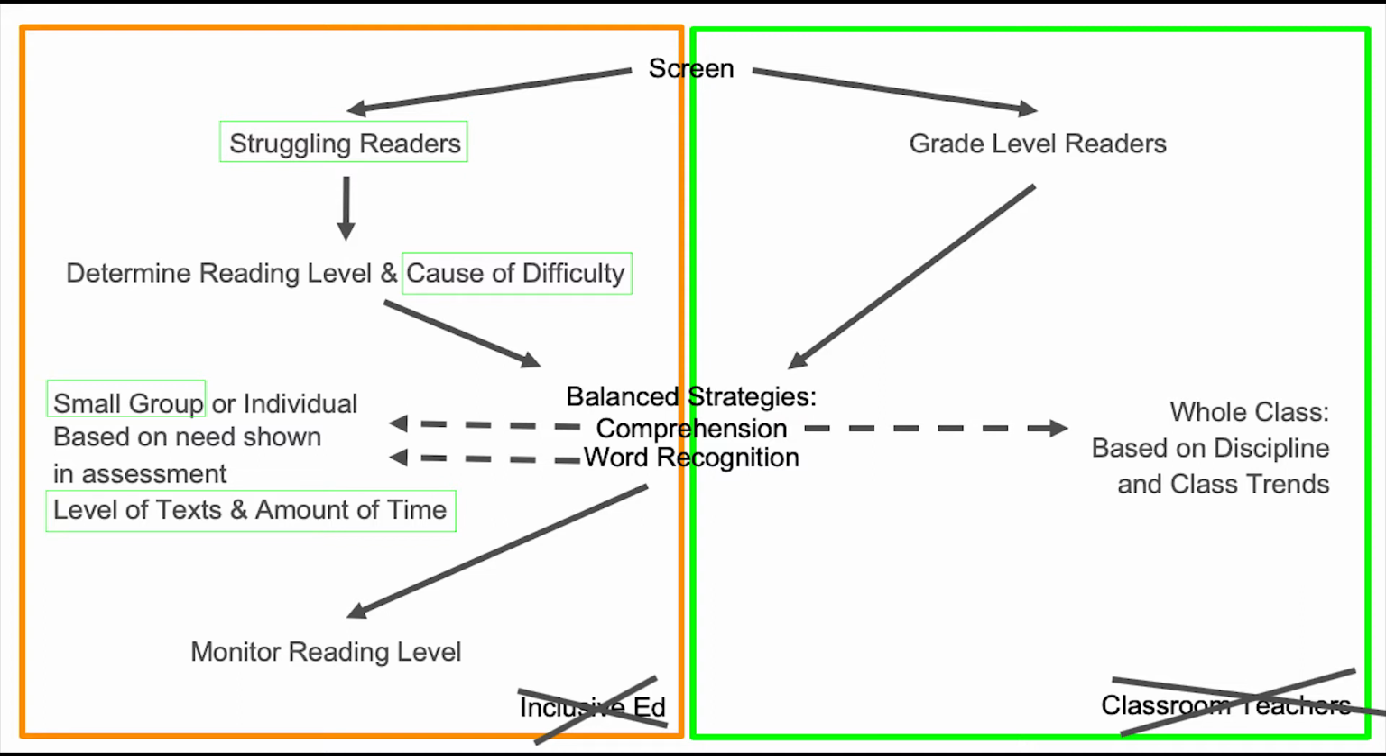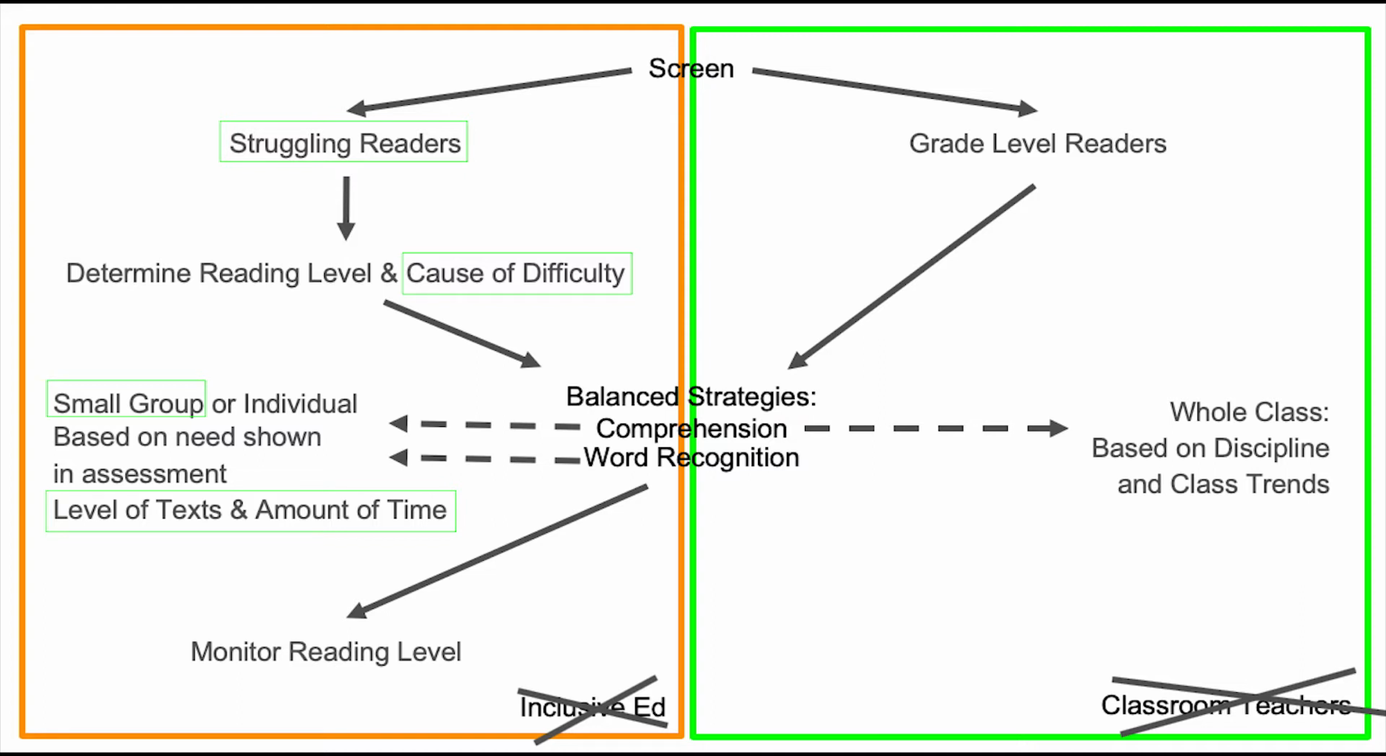So as we're choosing strategies to work with them, those strategies are usually applied in a small group or one-on-one, and we're choosing them based on the need that's shown to us in that assessment. We're also choosing the text based on the reading level that they're at, and we usually have to increase the amount of time that we're putting in place with them. And once we have these kids being taught some strategies to be able to increase their reading skills, we have to continually monitor them.